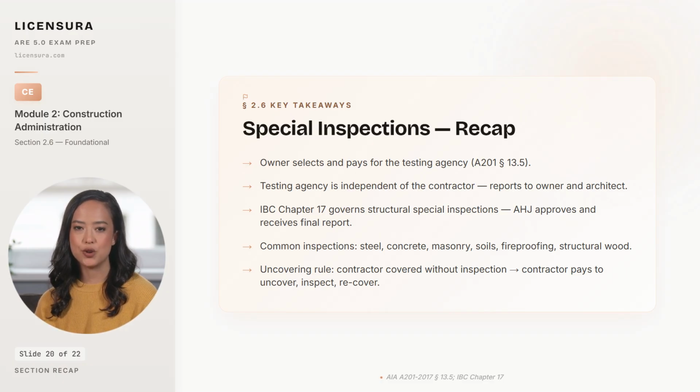And the uncovering rule is the financial lever. When the contractor covers inspectable work before the required inspection, the contractor pays to uncover, inspect, and recover at the contractor's own expense every time, because covering up failed work to deal with it later is the path to lawsuits the firm cannot defend.